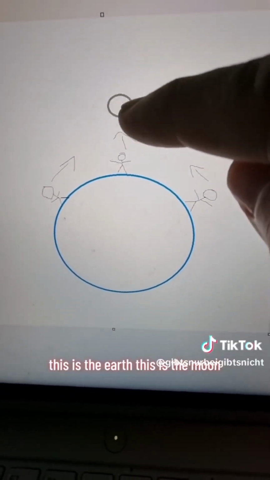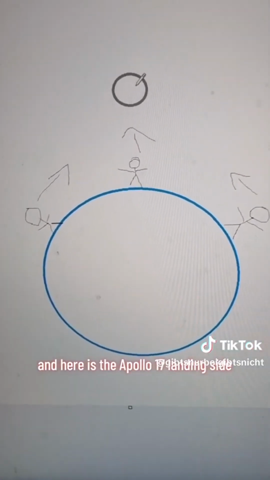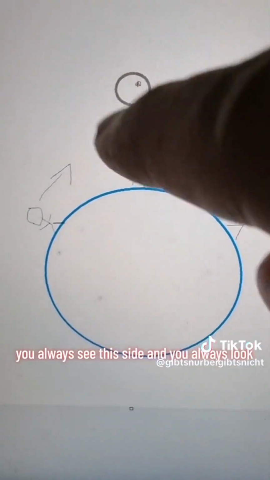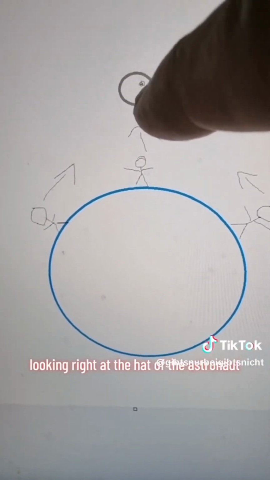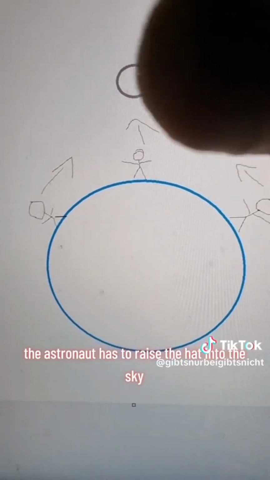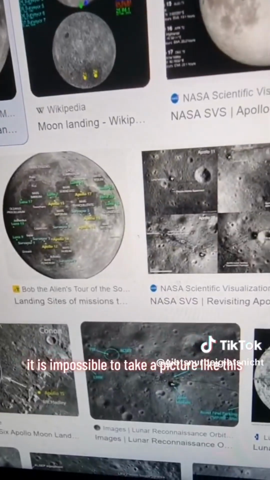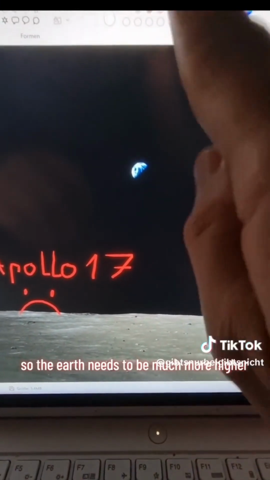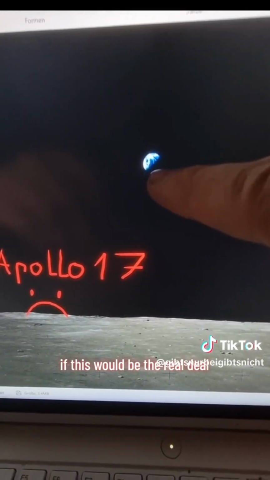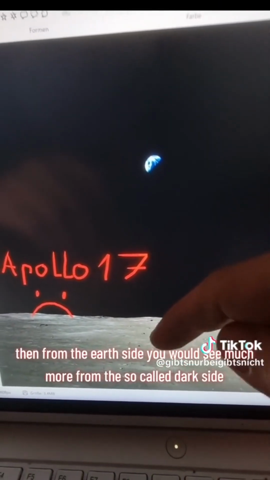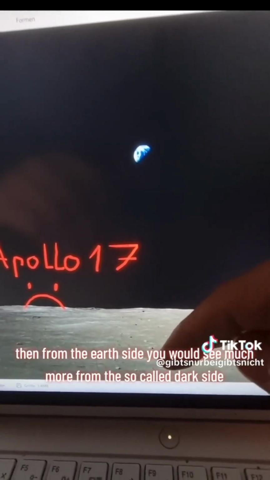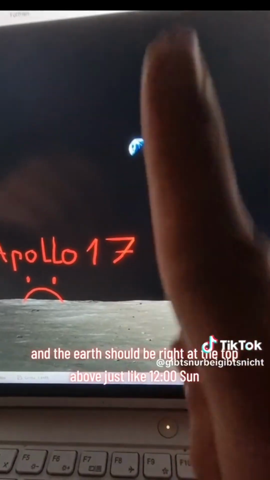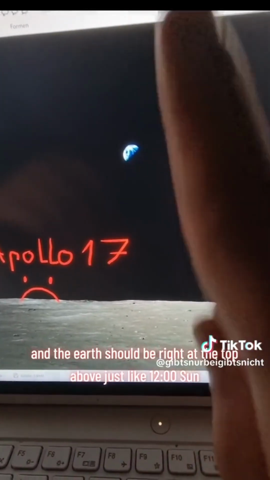This is the Earth, this is the moon. It's the only visible side of the moon. And here is the Apollo 17 landing site. And it doesn't matter if you're watching from this side or from this side, you always see this side. And you're always looking right at the head of the astronaut. The astronaut has to raise the head into the sky. It is impossible to take a picture like this. So the Earth needs to be much higher. If this would be the real deal, then from the Earth side you would see much more from the so-called darker side. This here is the only visible side of the moon, and the Earth should be right at the top above, just like a 12 o'clock sun.